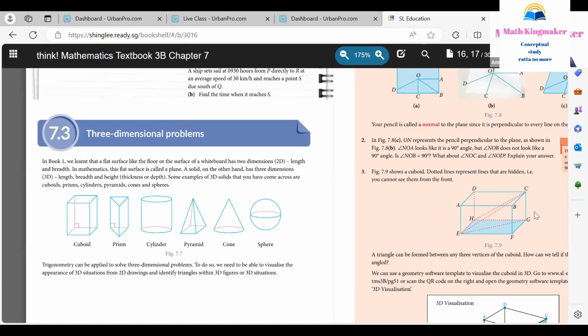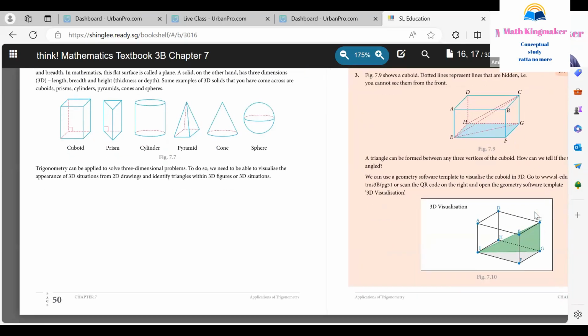Like you see that cuboid. Cuboid means all three sides are different, or two sides may be equal but the third will be different. And you can see the prism, cylinder, pyramid, cone, and sphere. A cylinder has length, breadth, as well as height. So these are three-dimensional figures, said to be 3D figures.